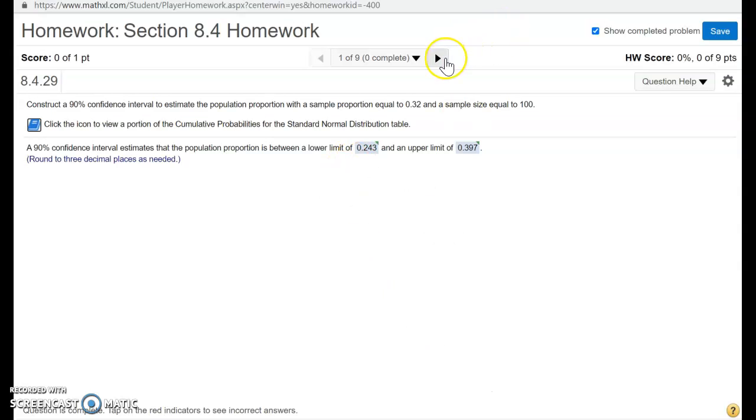You will work question 2 using the same process. So let me know if you have any questions.